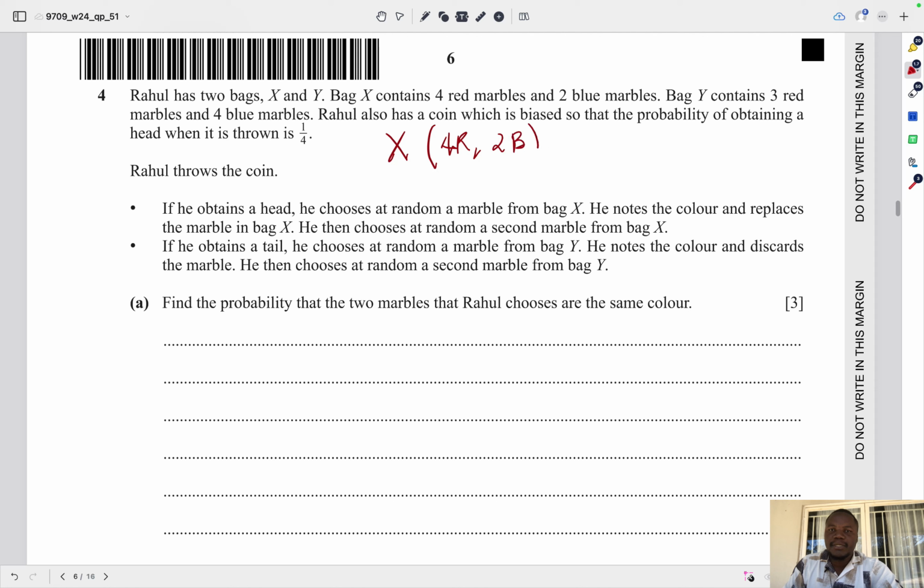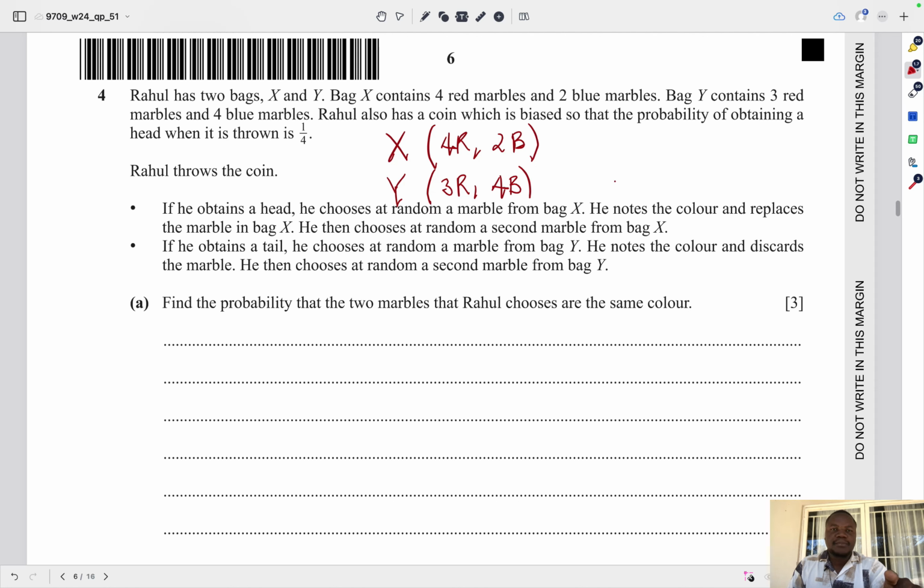Very important. And then bag Y contains 3 red and 4 blue. So then 4 blue there. So we've got 2 bags X and Y.